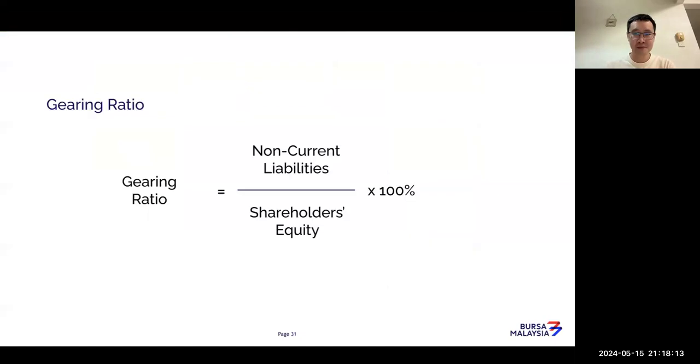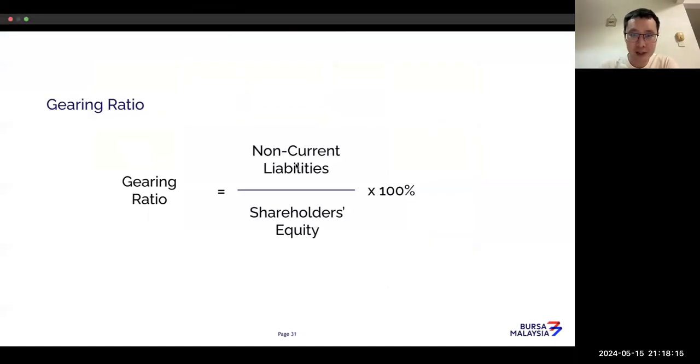Gearing ratio. Now, gearing ratio, what we can do is this. This is the typical formula where we take the company's non-current liabilities. So what are non-current liabilities? Let's say you have a car loan, a 9-year car loan. The debt that you will be repaying for the next 12 months is under current liability because you're going to settle it in 12 months. The other balance, anything beyond 12 months, all these are non-current liabilities, because you're going to settle them after 12 months.